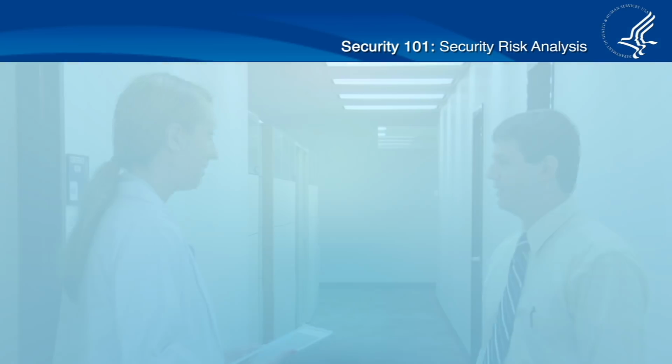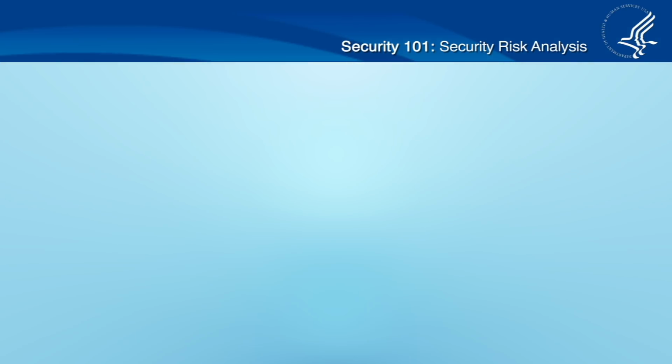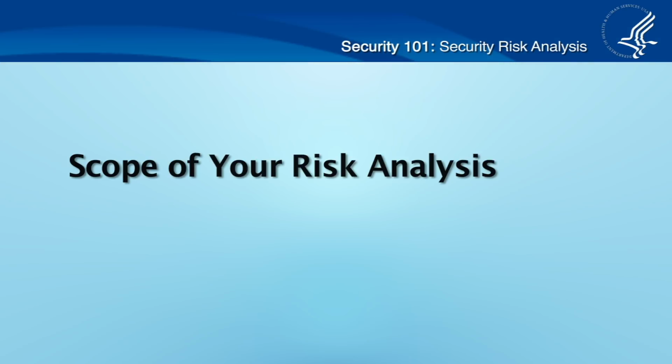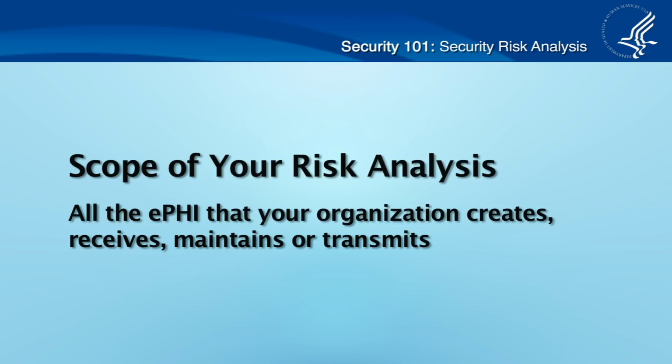Because you can complete a risk analysis using many different methods, we will describe the key elements that you must include in your risk analysis, regardless of the method you choose. The HIPAA security rule requires the scope of your risk analysis to include the potential risks and vulnerabilities to all the EPHI that your organization creates, receives, maintains, or transmits.